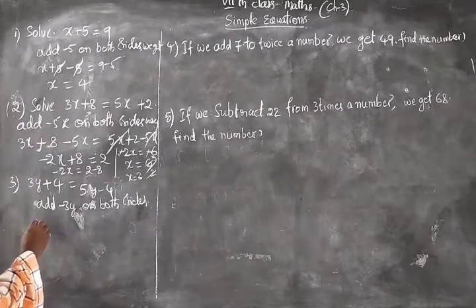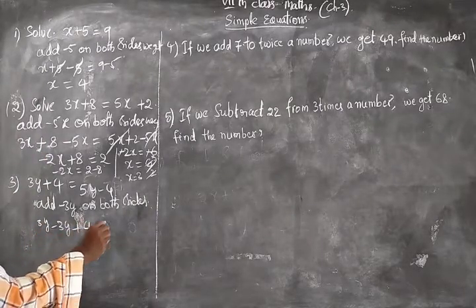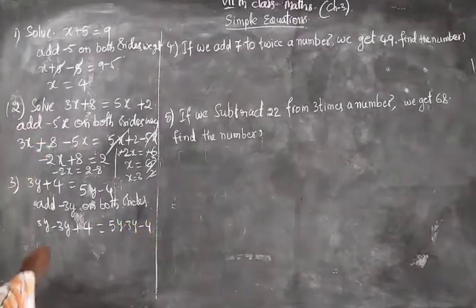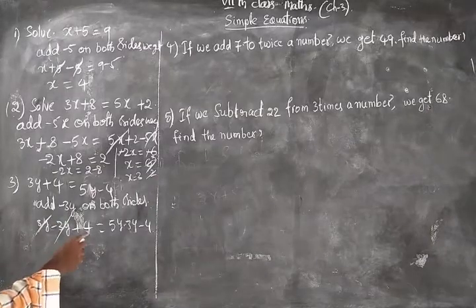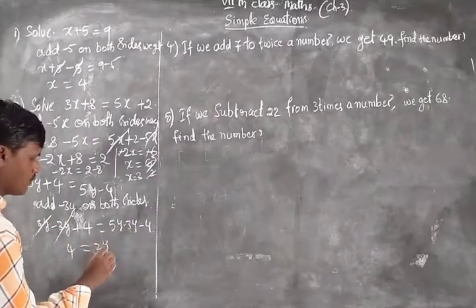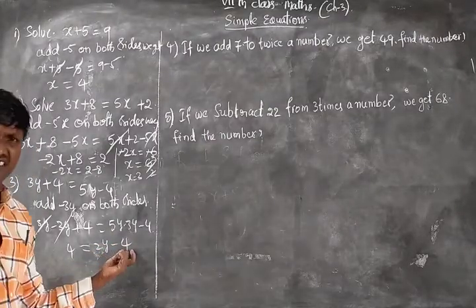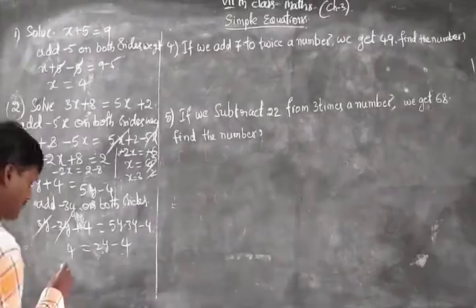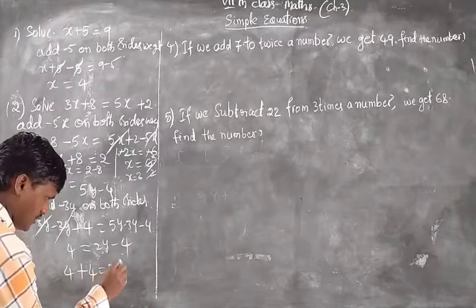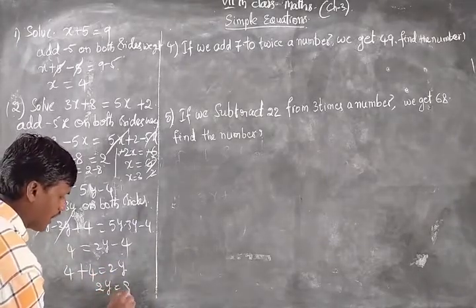And how would you add that? 3y minus 3y plus 4, and again 5y minus 3y minus 4. 3y minus 3y cancel, and 4 equal to 5y minus 3y, 2y minus 4, and minus 4 is constant. We just transpose it to the left side. Minus 4 becomes plus 4. 2y, 4 plus 4, 8. So 2y equal to 8.